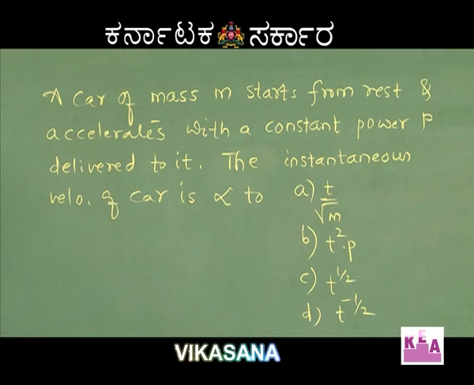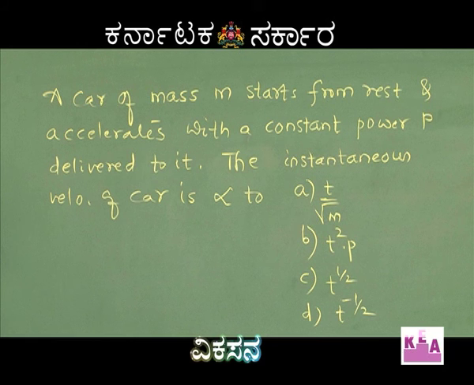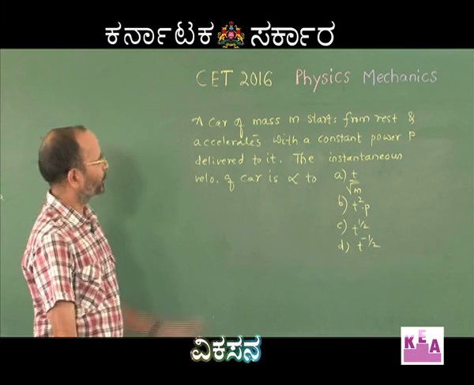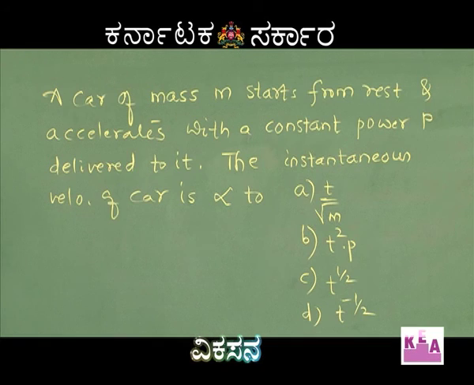Fine. So, let us read the problem and see how we can use it. A car of mass m starts from rest and accelerates with a constant power P delivered to it. The instantaneous velocity of the car is proportional to, and a few options have been given. So, here he is talking about the instantaneous power.